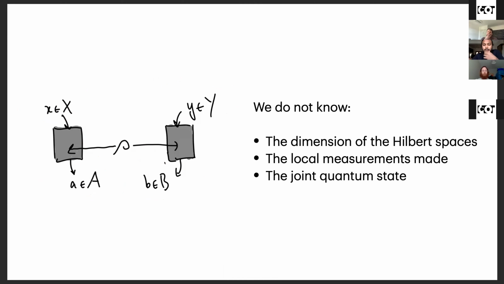Okay, now we just have access to these black boxes. We can plug in classical data and get classical data out, but we don't know what the dimension of the Hilbert spaces are. We don't know the dimension of the Hilbert space corresponding to rho, nor what's inside each of the boxes. Because classical data is being generated with these devices, we can assume there's some sort of measurement going on, but we don't know what the measurements are that are being made. And because we fundamentally don't know the dimension of the Hilbert spaces, we also don't know what the joint quantum state is.